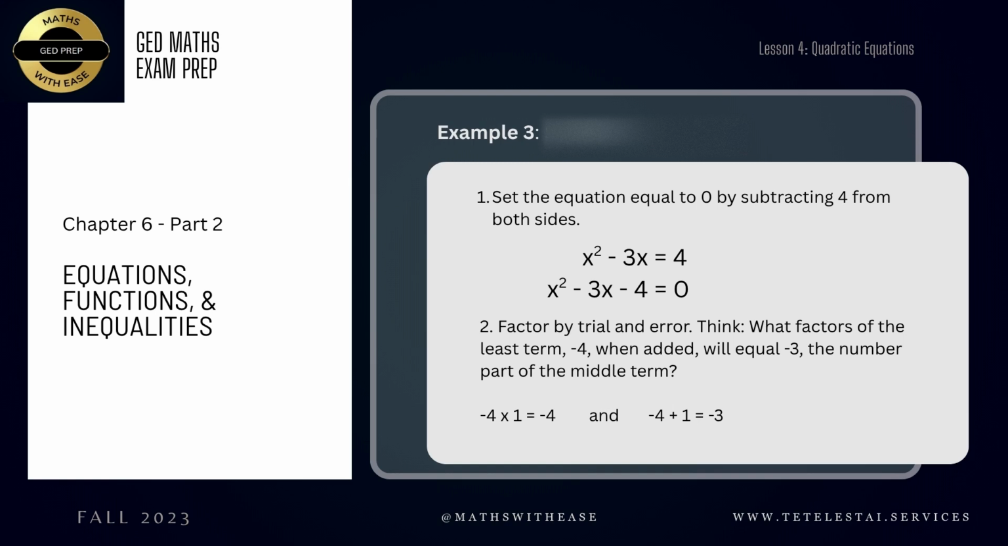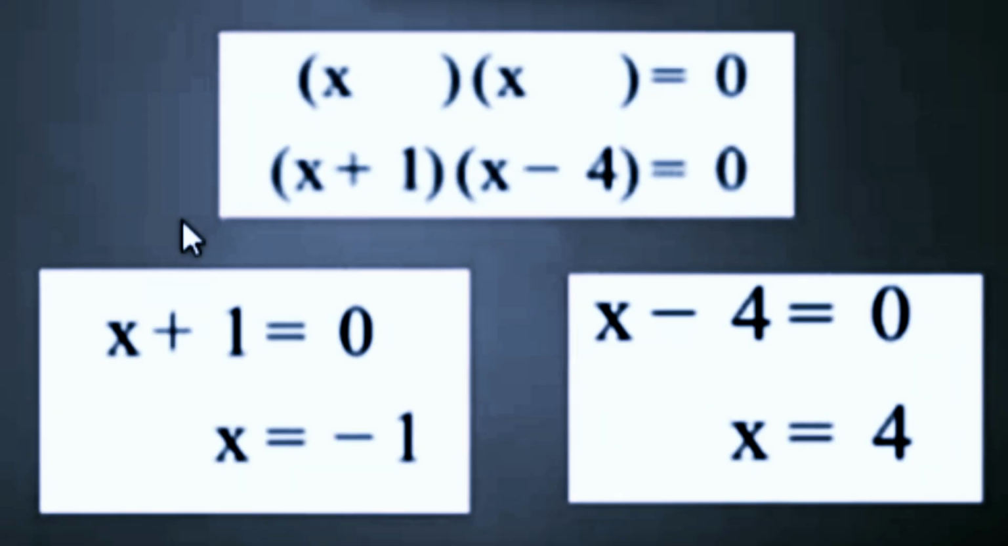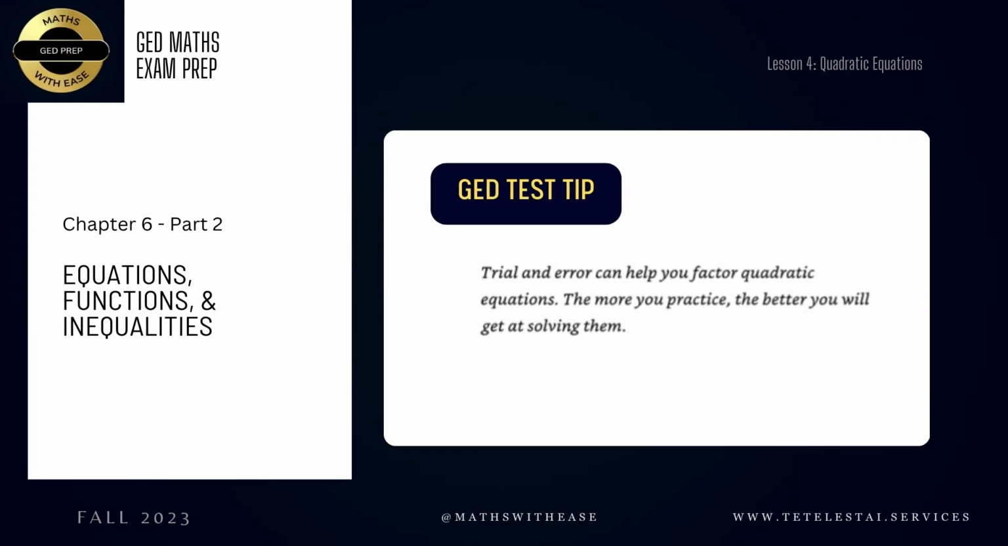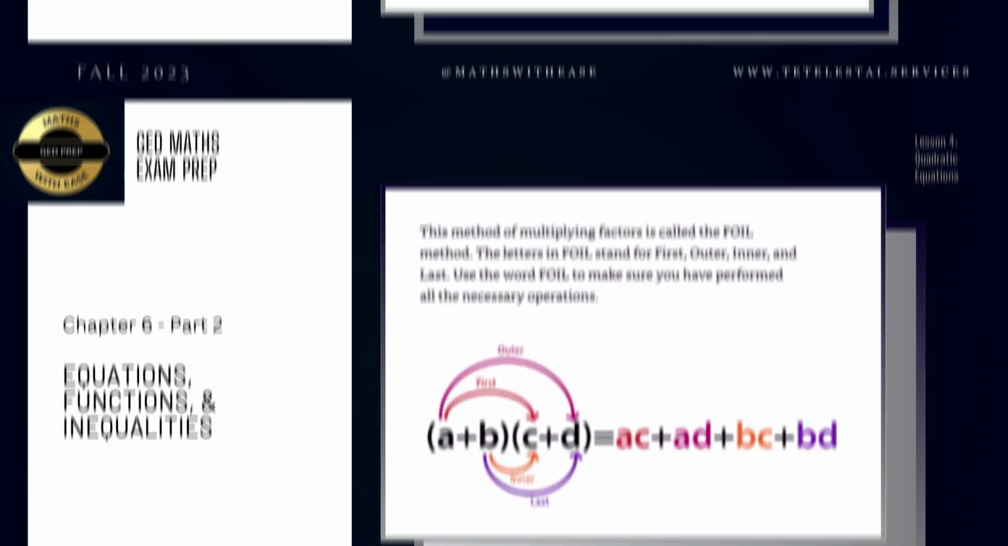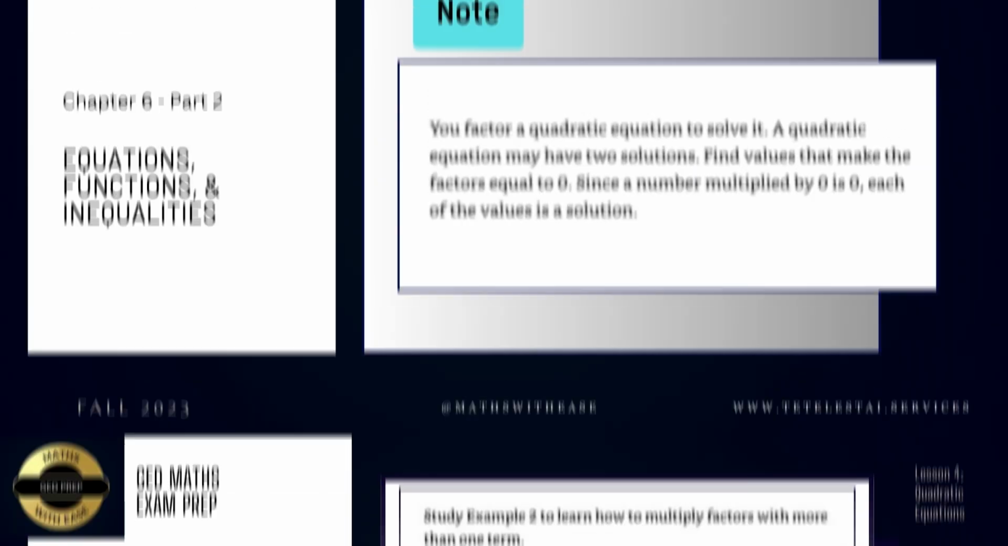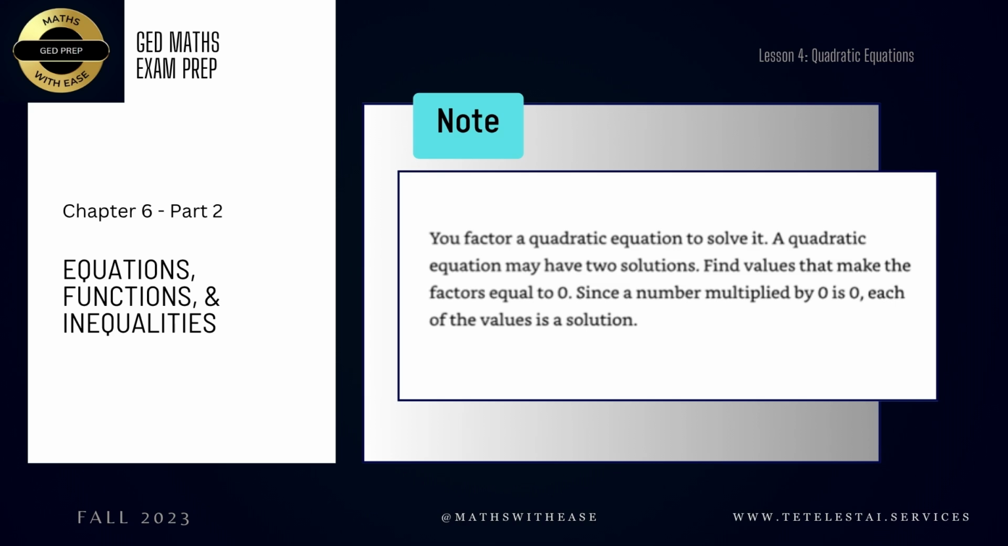In other words, let me fast forward to what we did. So we did all the necessary steps and we figured that the solution for x can either be -1 or 4. Remember that in our notes, it tells you that you factor a quadratic equation to solve it, okay? And by solving it, you're simply just finding whatever value x should be. And a quadratic equation may have two solutions, okay? Sometimes it only has one solution, but sometimes it can have two solutions.